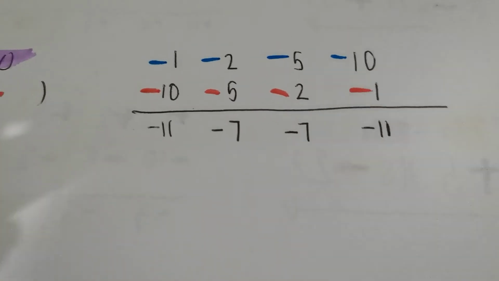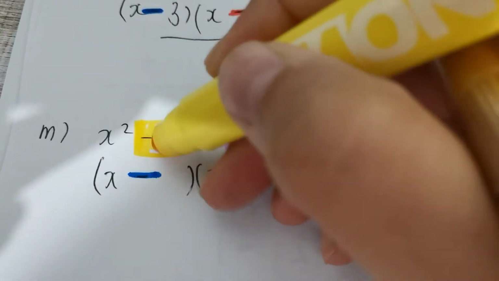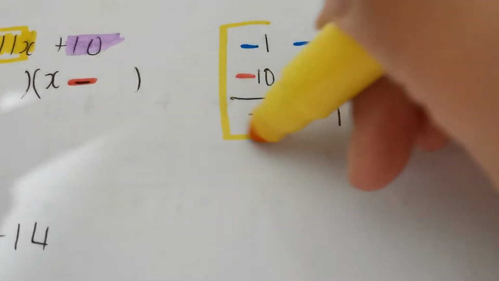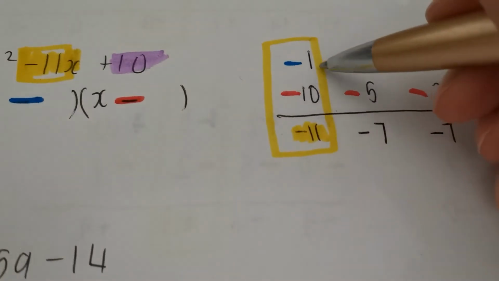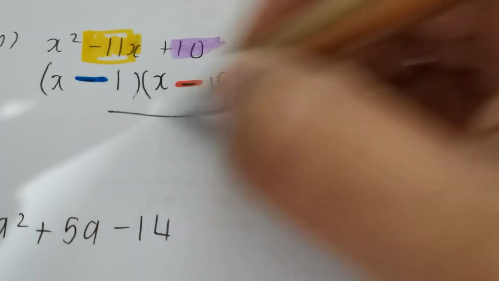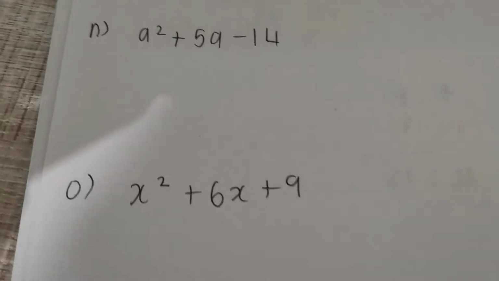Oh, 11. Okay, we are looking for negative 11. First negative 11 I see. There it is. Okay, next to blue, 1. Next to pink, 10. And we are done. Okay, 2 more to go.